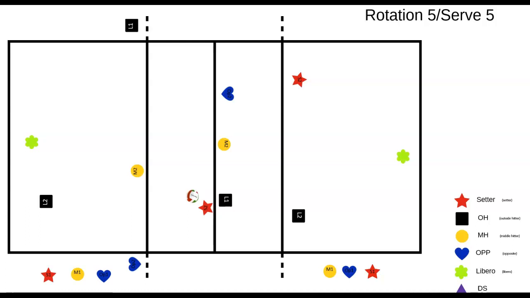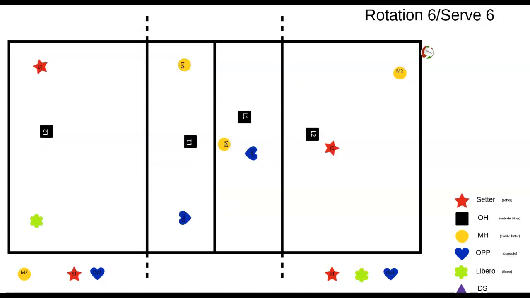So again, watching those movements of if I'm not passing, what's my next job? If I am passing, after that, what's my next job? And again, these are just repeats. So that was serve, receive 2, repeated.